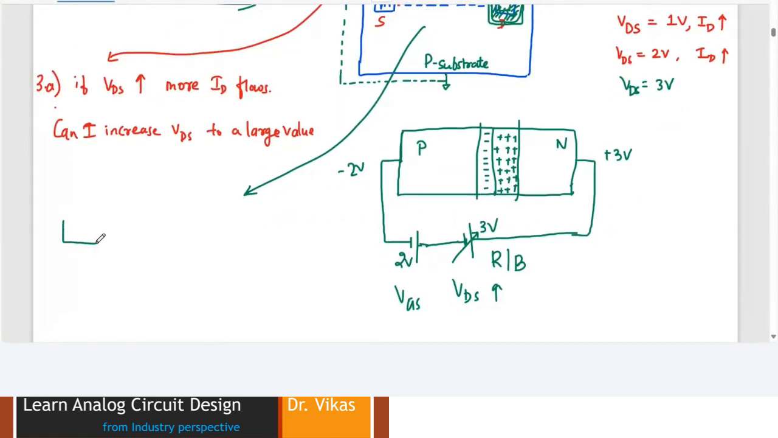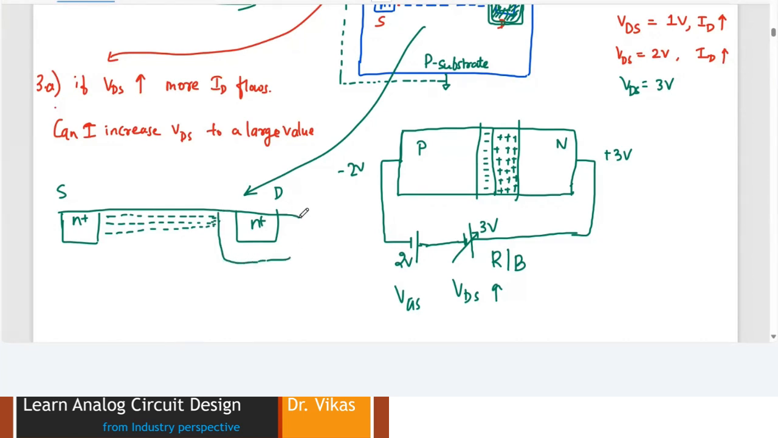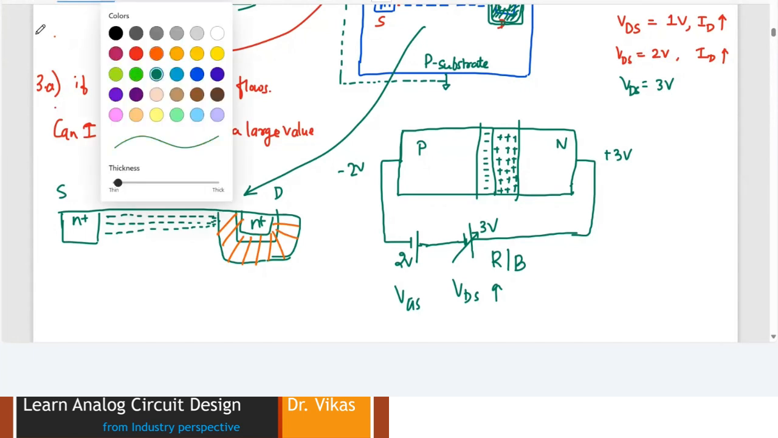Just a channel. This is my N plus source. This is my N plus drain. How exactly does the channel look? The channel looks partially disconnected, something like this. And if you observe carefully through experimentation, you would see that. And here, this is the region where the depletion region of your PN junction has been formed, and that has resulted in the disconnection of your channel with respect to the drain.